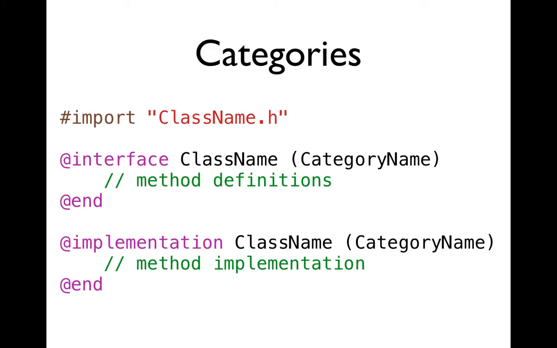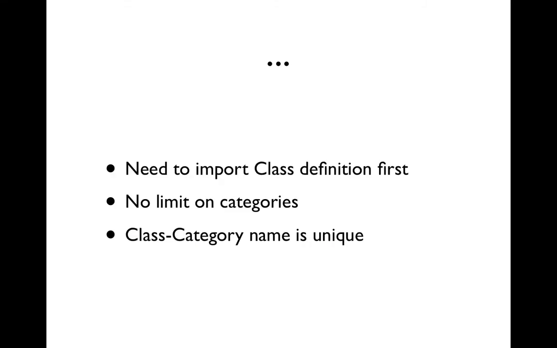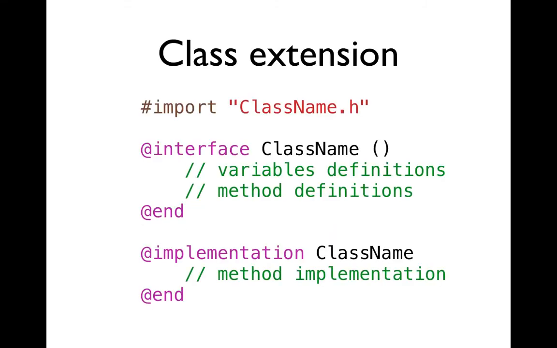Now, in a category, you can only define new methods. You cannot define new variables. So this is actually not extending a class as an entity, it's extending the actions of the class. It's extending the abilities of a class. If you want to actually extend a class, make it a different thing, you have to add new variables. And that is a class extension. It's just a category without a name.